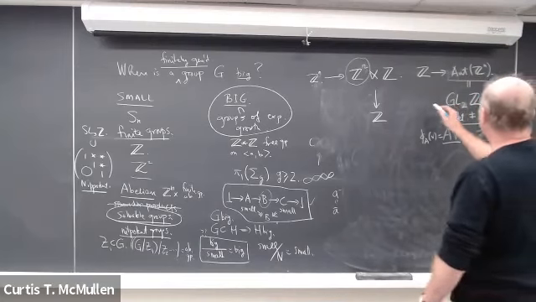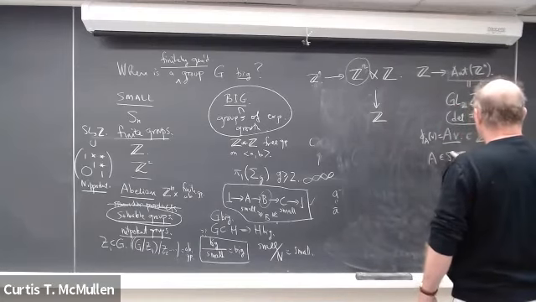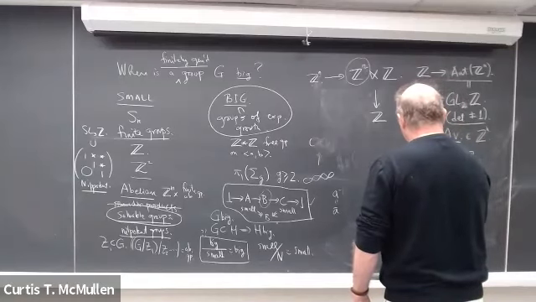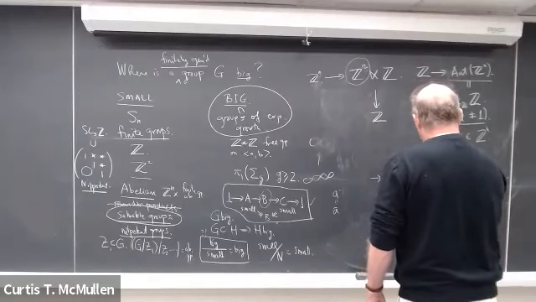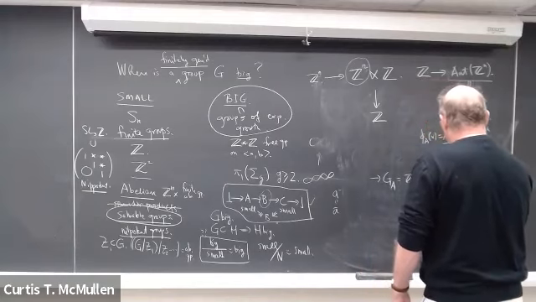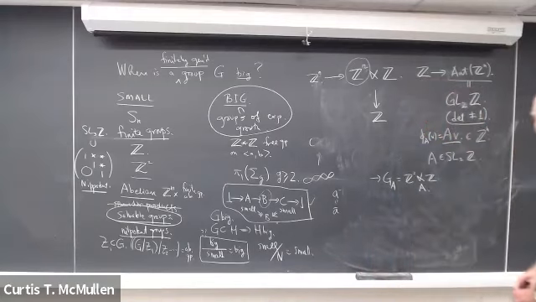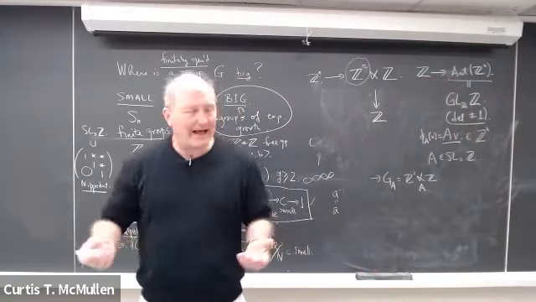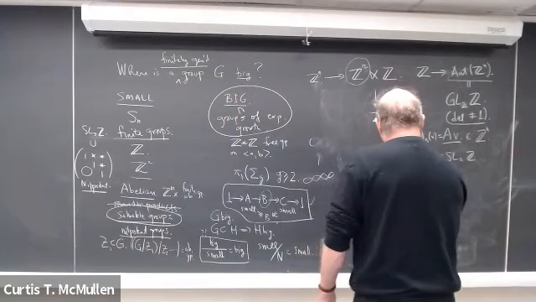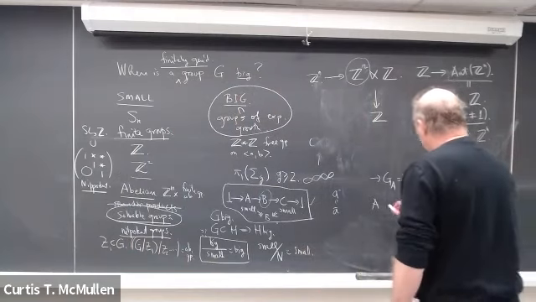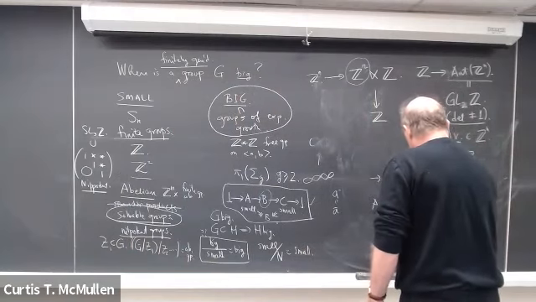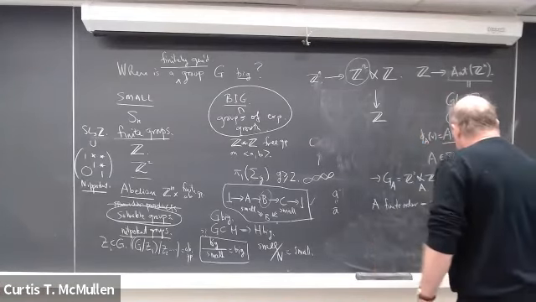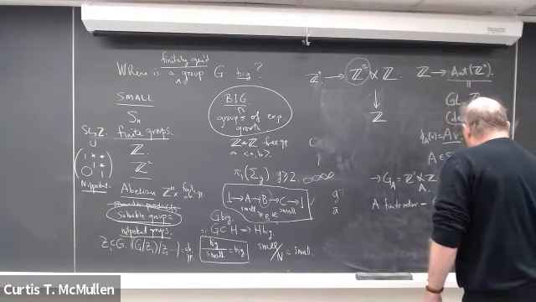So if we're given an element here, A in SL2Z, we can then attach to it a group, GA, which is Z2 semi-direct product with Z, where the Z acts by this transformation A. And what do you think happens? Well, if A is of finite order, then GA is virtually abelian.